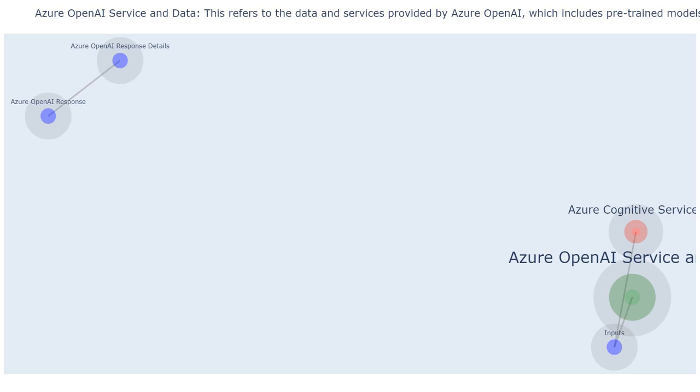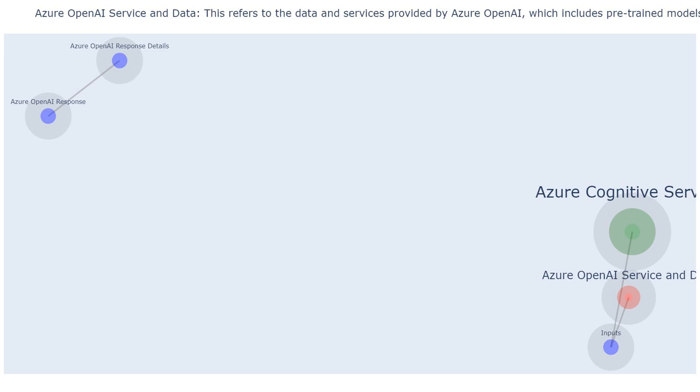Azure OpenAI service and data. This refers to the data and services provided by Azure OpenAI, which includes pre-trained models, APIs, and tools for building and deploying custom AI applications. Azure Cognitive Services. This encompasses a collection of cloud-based AI services offered by Microsoft Azure, such as computer vision, natural language processing, speech recognition, and more. These services can be integrated into applications to enhance functionality and user experiences.